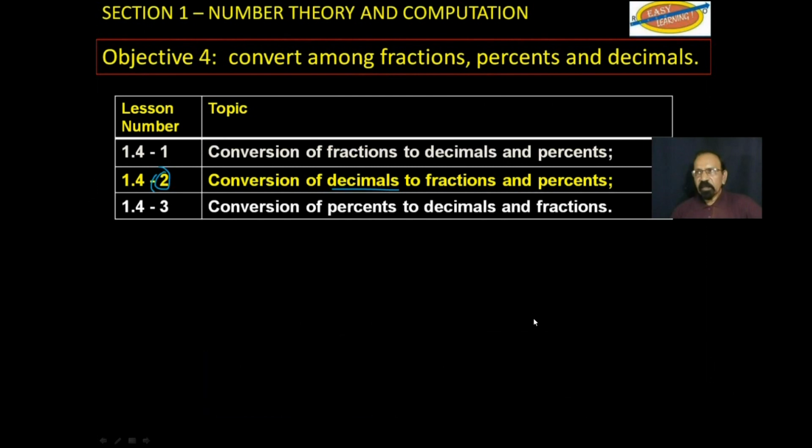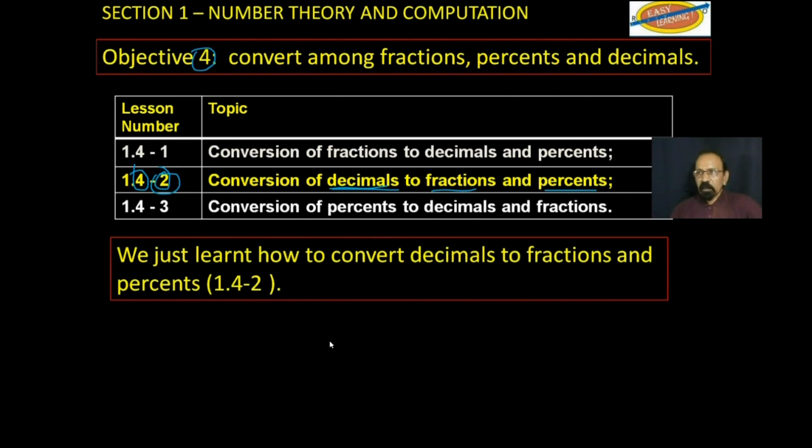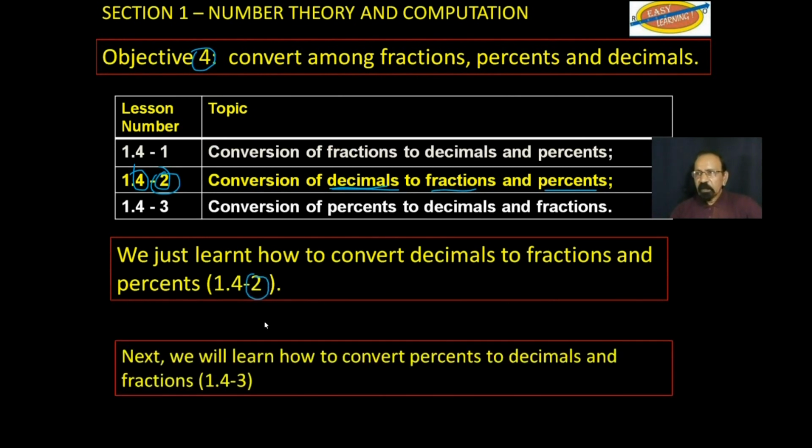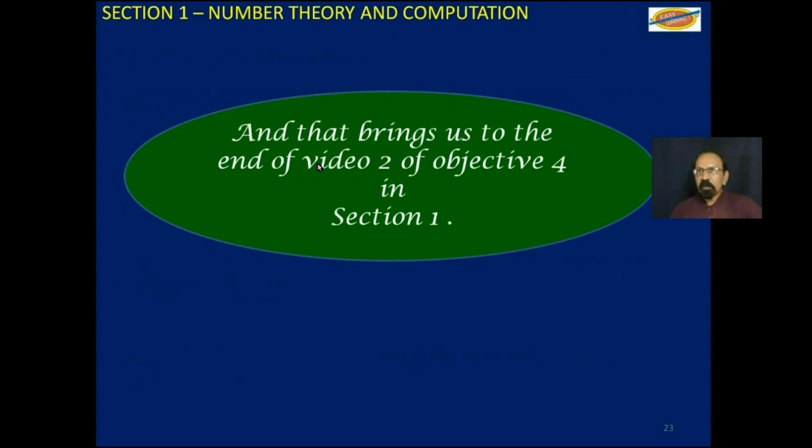So we just did this part of this objective 4. And in this part, we converted decimals to fractions and percents. That's what we just did. For the next video, we will learn how to convert percents to decimals and fractions, but that would be fairly easy since you can do these two already. And that brings us to the end of video 2 of Objective 4 in Section 1.